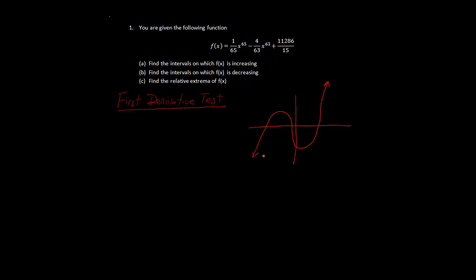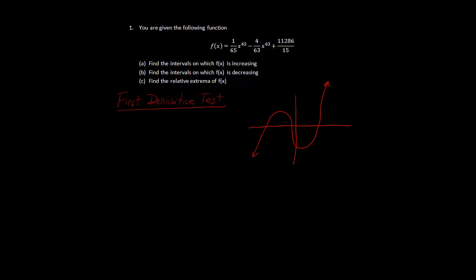We recognize here that this function starts at negative infinity and continues on to positive infinity, and there are no bounds. This is not a problem that is restricted. Therefore, I know that there will be no absolute extrema because this function is always going on to positive infinity. There's always one larger value. This function is also going on to negative infinity. There's also one more negative value. So there's no absolute extrema.